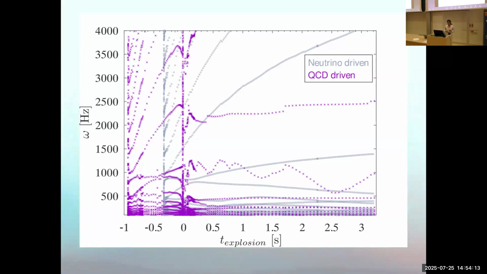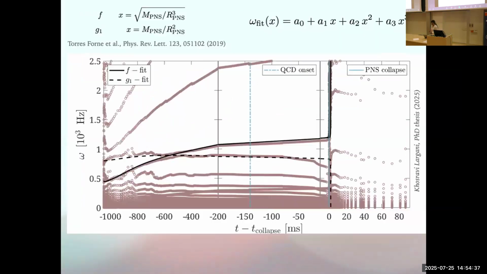So this is something that is in agreement with different models that I have checked. So there is a sudden rise in the frequency for the F mode. And also there are some peculiar behaviors for the G mode that is shown here. And of course, the decreasing G mode that was mentioned in the other talks is also visible both for the QCD case and for the neutrino-driven case.